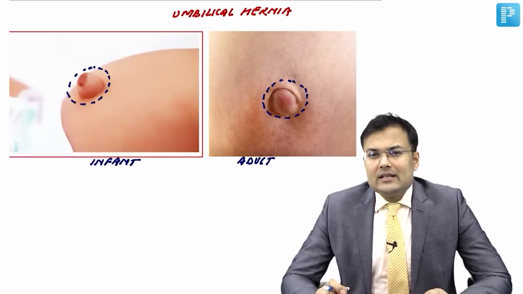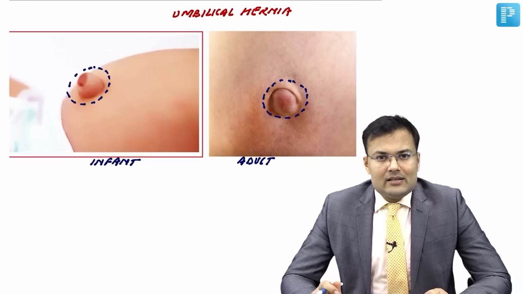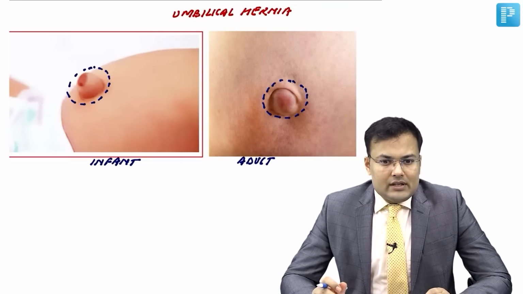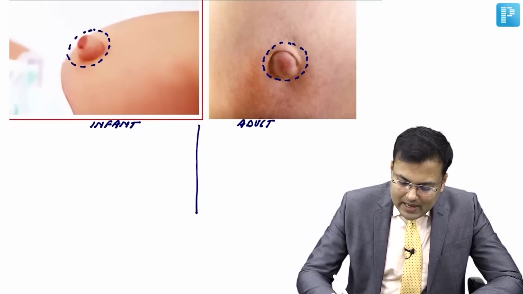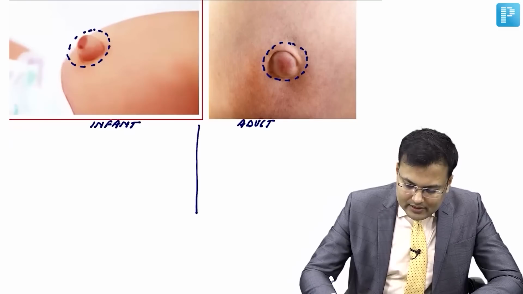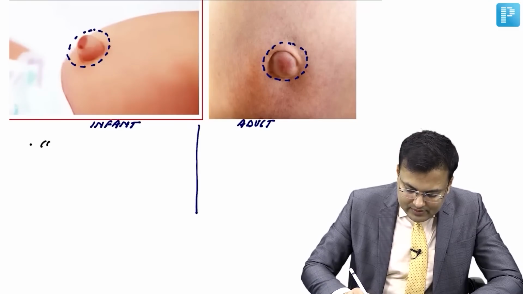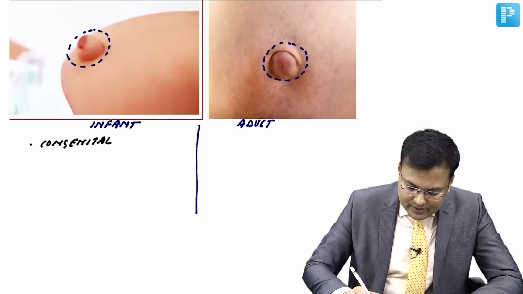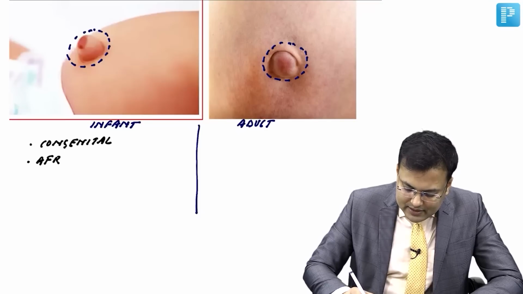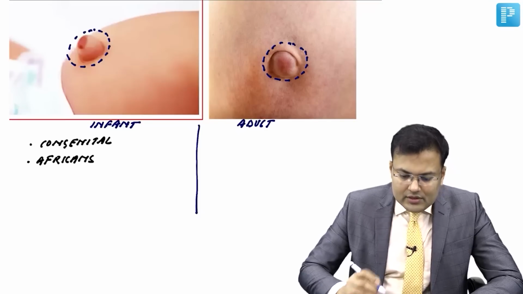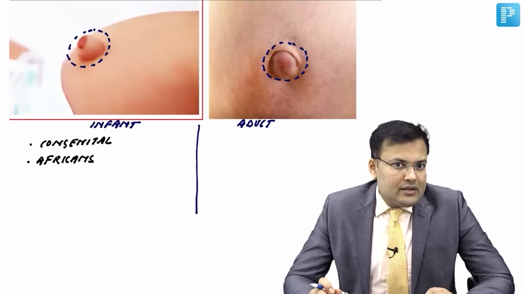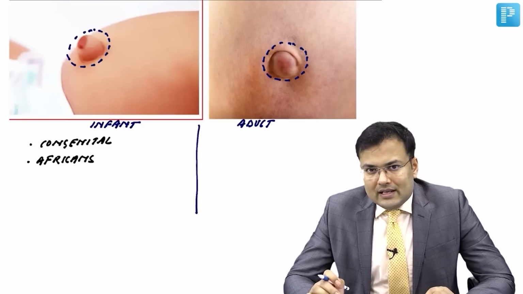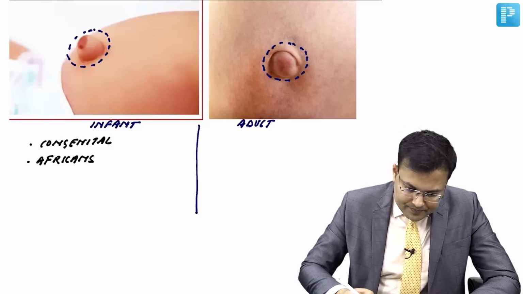In infants it is congenital, and in adults it is acquired. So see what are the differences. If you're talking about the umbilical hernia in infants, this is congenital, and generally it is more common in Africans. And what is the good thing? That there is spontaneous resolution by 2 years of age. So this is going to close spontaneously by 2 years of age.